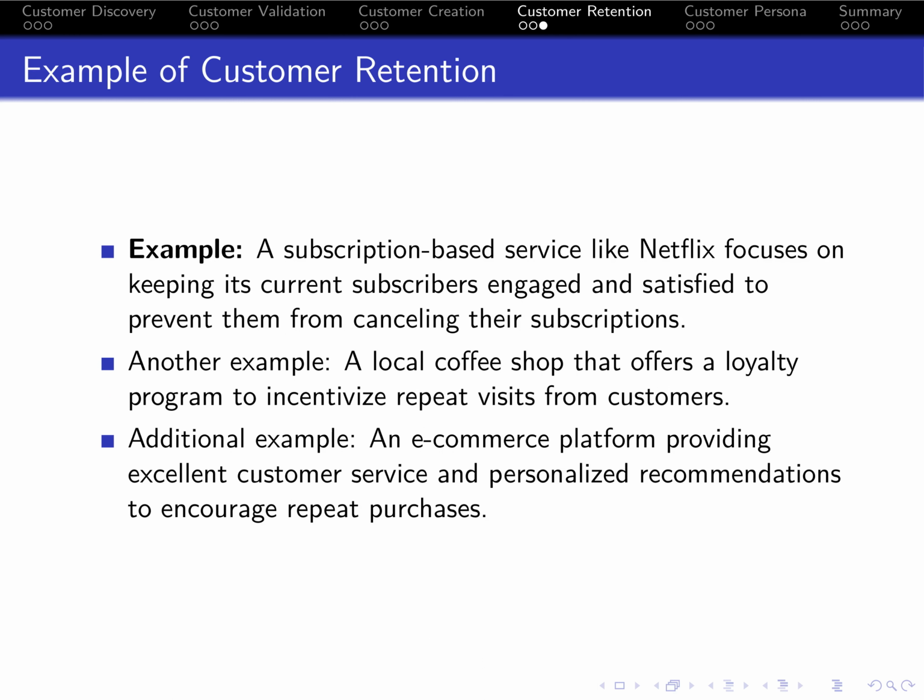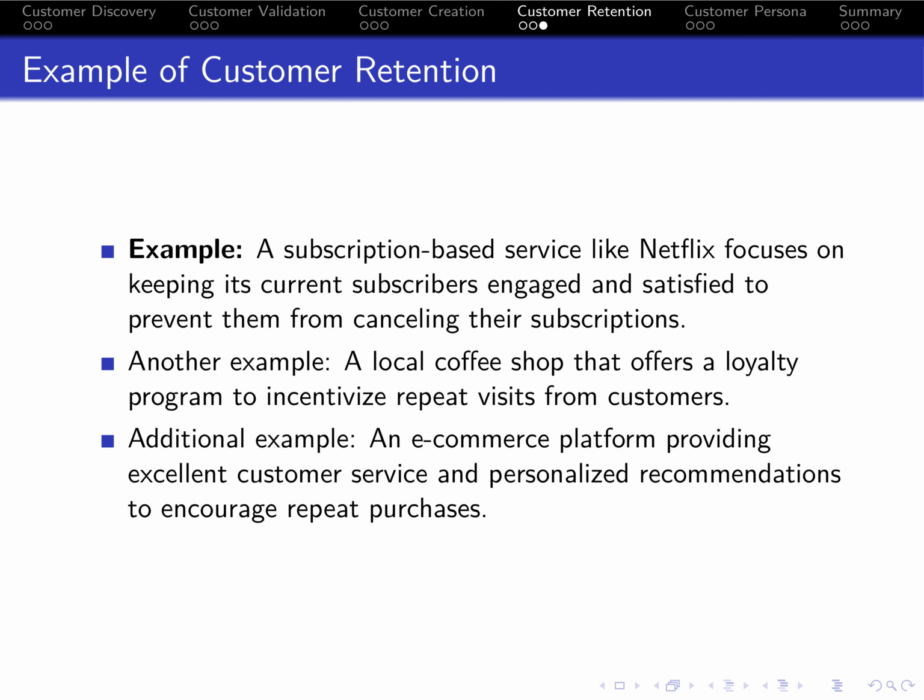In this slide, we delve into examples of customer retention strategies that various businesses employ to keep their customers engaged and loyal. Take, for instance, Netflix, a subscription-based service that focuses on personalized recommendations, exclusive content, and a user-friendly interface to retain its subscribers. By continuously providing value, Netflix reduces churn rates and maintains a loyal customer base.